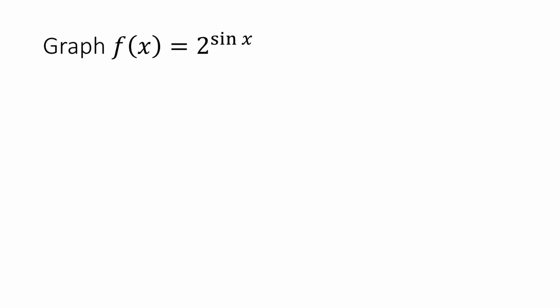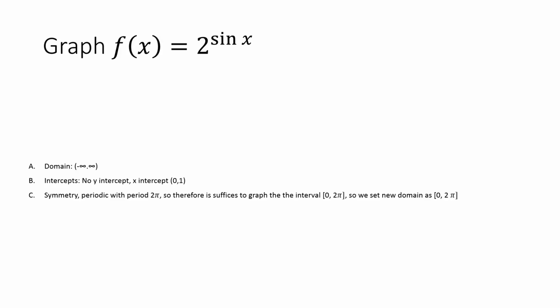Now the next problem: f of x equals 2 to the sine x power. How do we solve this? Well, we just follow the same steps. First find the domain, and the domain is just all real numbers. For intercepts, there's no x-intercept because an exponential is never 0. And for the y-intercept, just plug in 0, and get 0, 1. For symmetry, it's periodic with period 2 pi because sine x is periodic with period 2 pi.